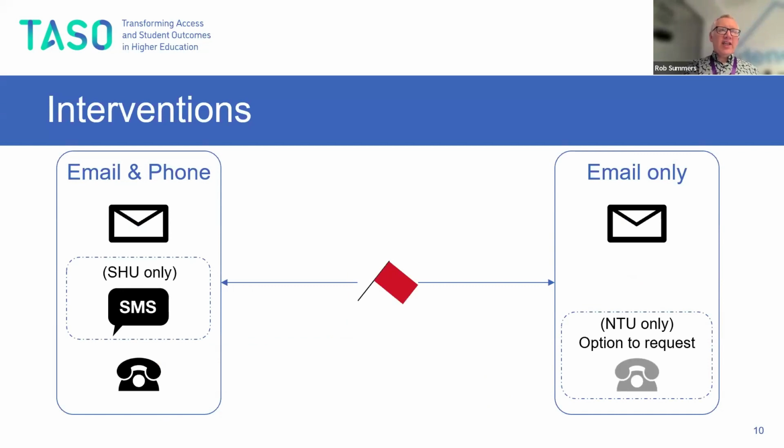The interventions at each institution are broadly similar, but there are some subtle differences. So we're comparing an email plus automatic phone call intervention with an email-only intervention. At Sheffield, the students who were flagged for the email and phone intervention also received a text message to inform them that they were going to receive a phone call. And for the email-only intervention, Nottingham Trent allowed their students to book a support phone call if they needed, through that email. In each case, the email signposted students to support as well.